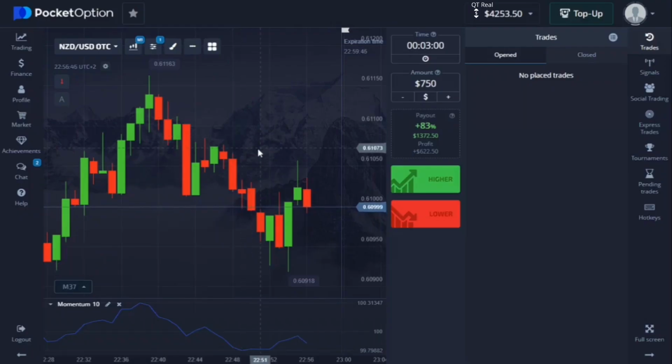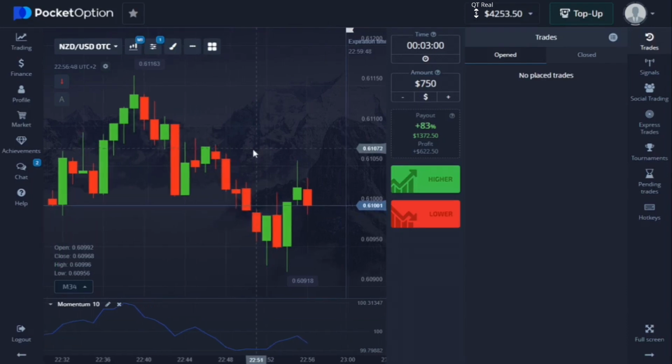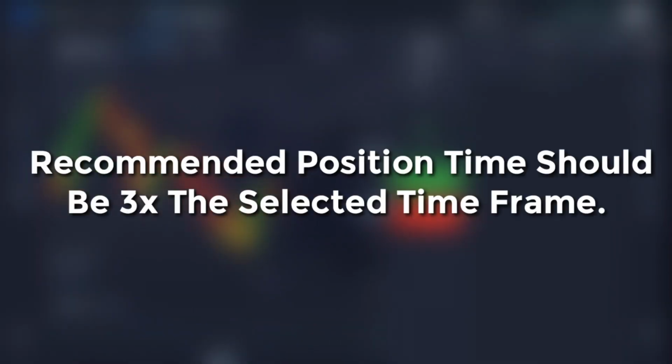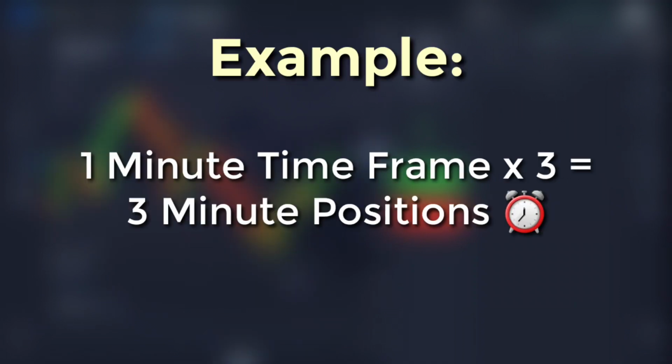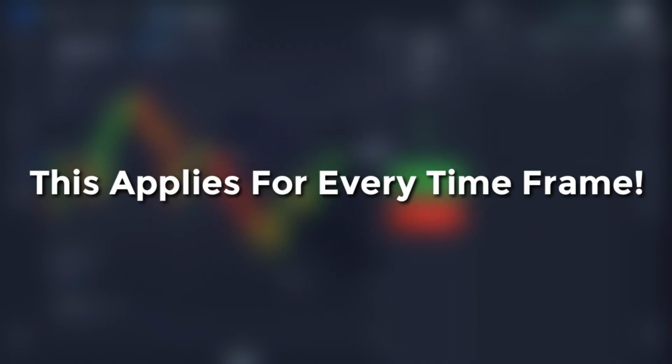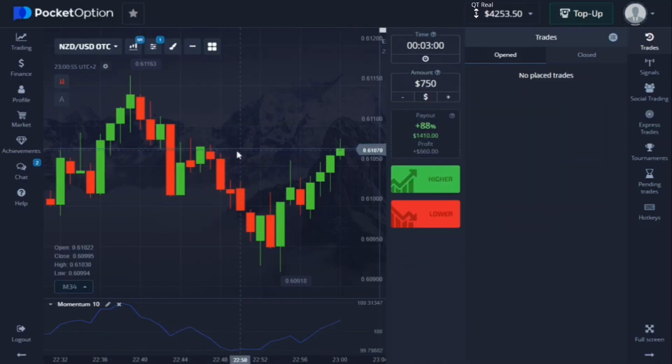When it comes to opening a position with a break and retest strategy, you want to open a position 3 times the time frame you're using. In this case, I'm using the 1 minute time frame, so therefore I'd be opening 3-minute positions. And this applies for every time frame. If you're using the 5-minute time frame, you'll be opening 15-minute positions. Hell, you could use the 4-hour time frame and open 12-hour positions.